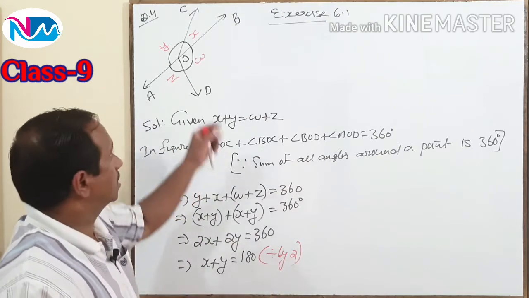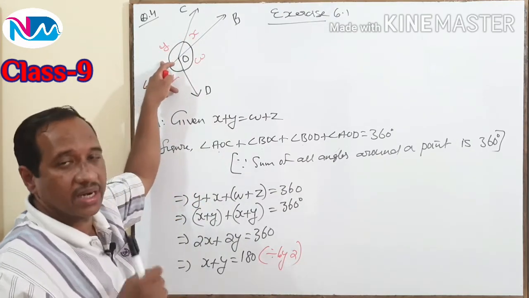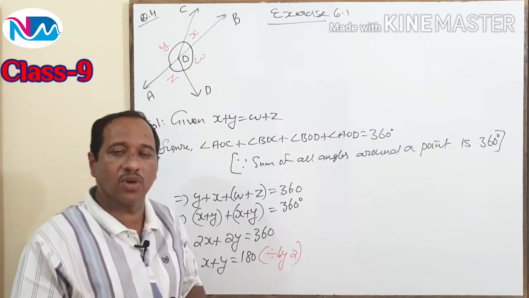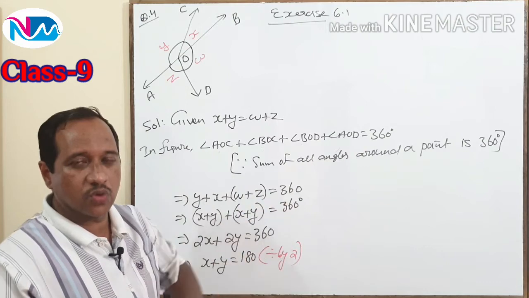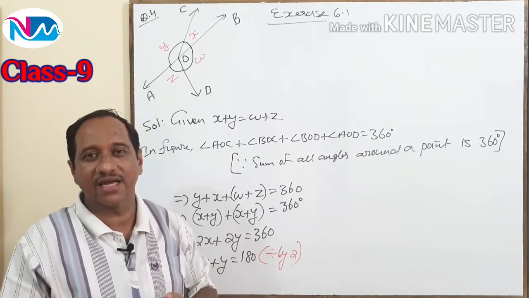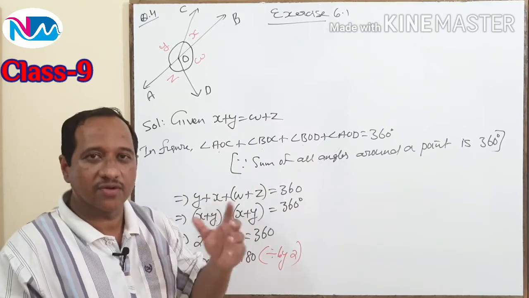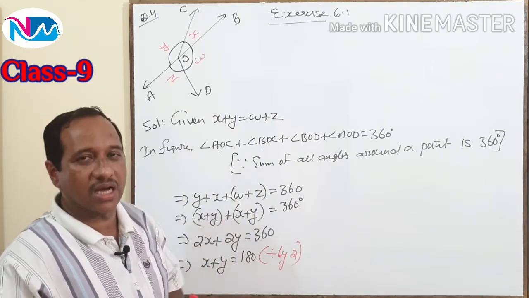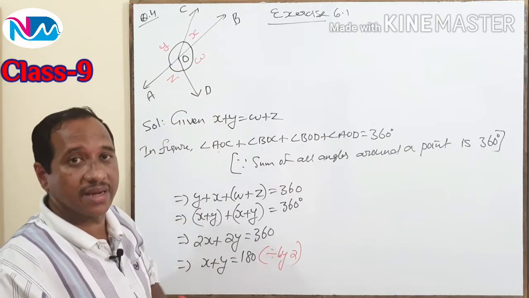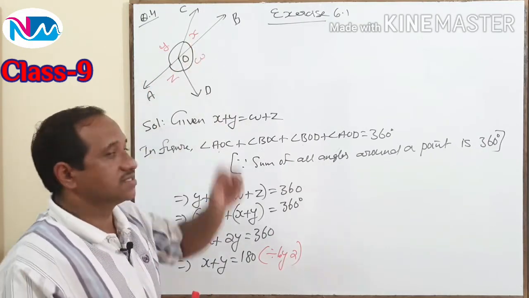My dear students, here x plus y is equal to 180 means the sum of two adjacent angles is 180. If the sum of two adjacent angles is 180, we say that the adjacent angles are supplementary. Therefore, their non-common arms are in a straight line. Hence, by the converse of linear pair axiom, AOB is a straight line.